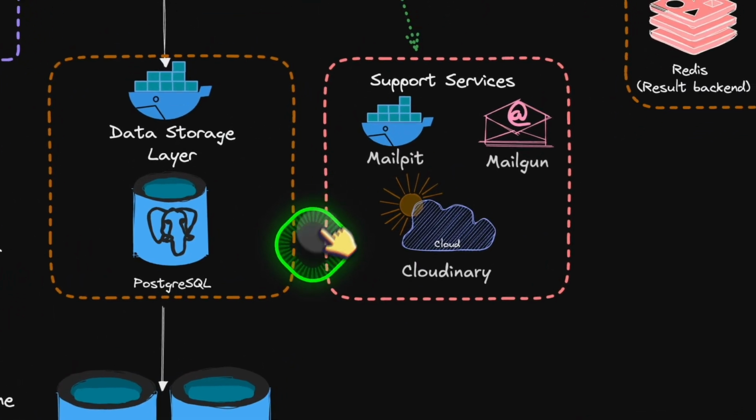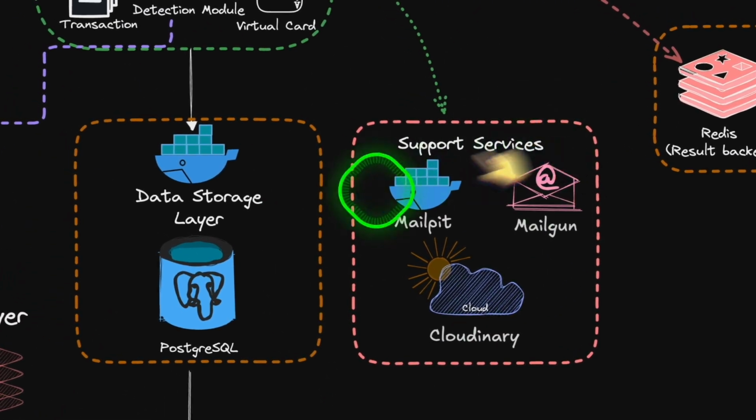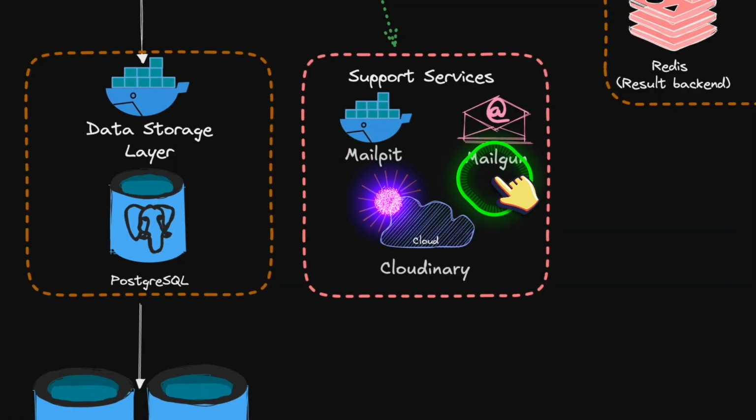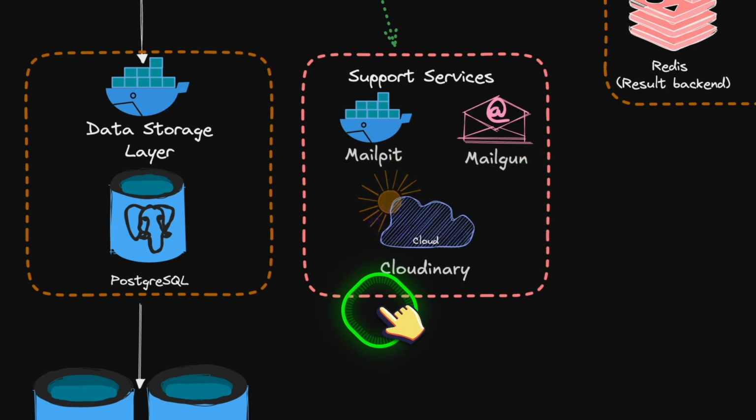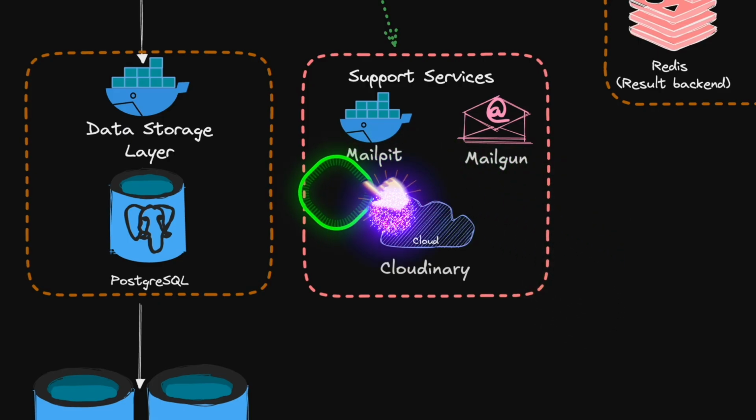Then we're also going to have a support services layer. And here we're going to be using Mailpit and Mailgun for email sending of our notifications and one-time passwords. Then we shall use Cloudinary. We're going to be using Cloudinary for cloud storage, for user profile images and other documents such as bank statements.